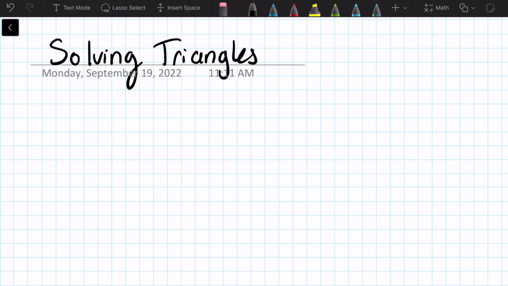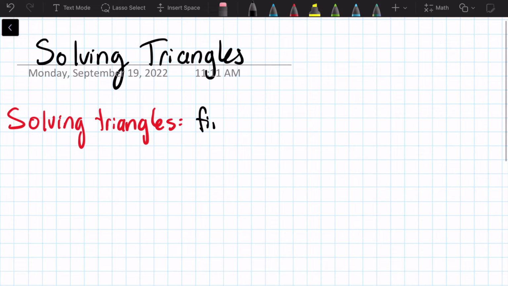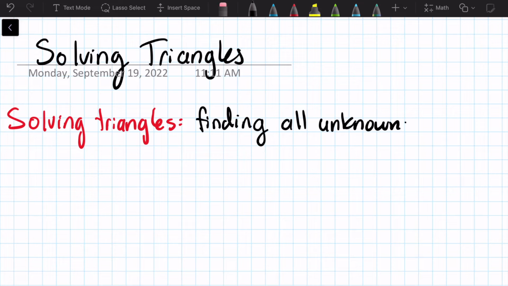But what does that mean exactly? It's a pretty generic sort of term for a method, so what it comes down to is if we want to solve a triangle, really what we're trying to do is just find everything in that triangle that we don't know. So we want to find all the unknowns in the triangle. And that includes both angles and side lengths.